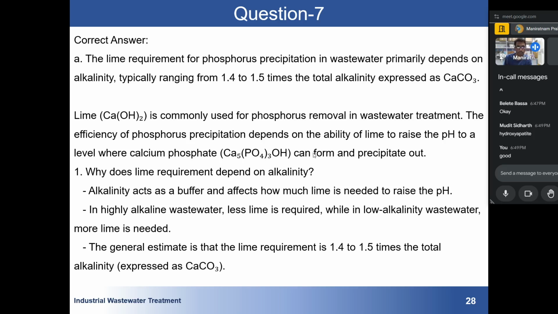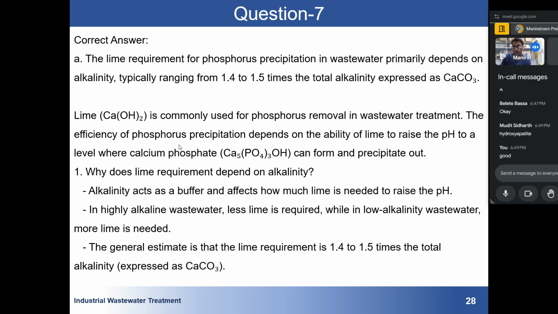Okay now, so this is known as hydroxyapatite. To precipitate this hydroxyapatite, we need a certain pH range, and generally it is between 5 to 7. I cannot recall the optimum pH range, but it is between 5 to 7. So we have to maintain that pH so that precipitation of phosphate can occur easily.